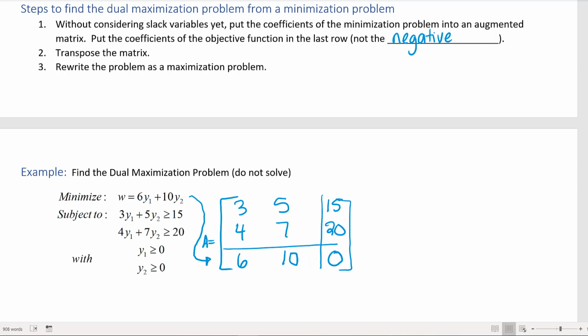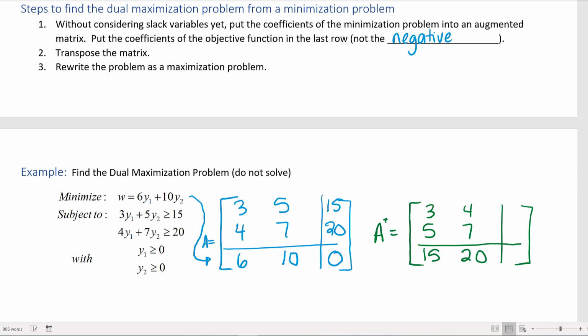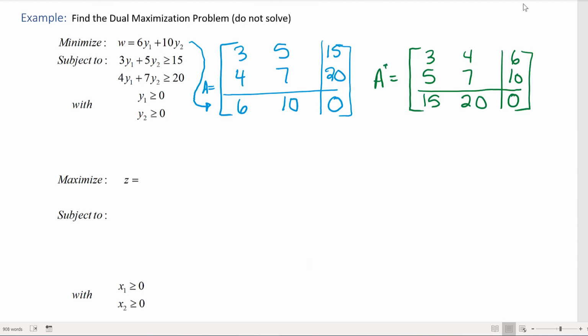Next, step 2 says find the transpose. So I'm going to take A and find its transpose. The rows become the columns and the columns become the rows. So the first row in A, 3, 5, 15, is going to be the first column in A transpose. The second row, 4, 7, 20, is going to be my second column in the transpose. And the last row, 6, 10, 0, is going to be my last column. So now that I have the A transpose, I can rewrite this as a maximization problem.